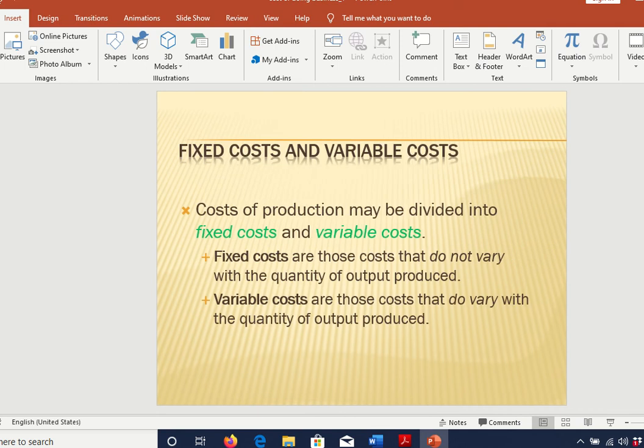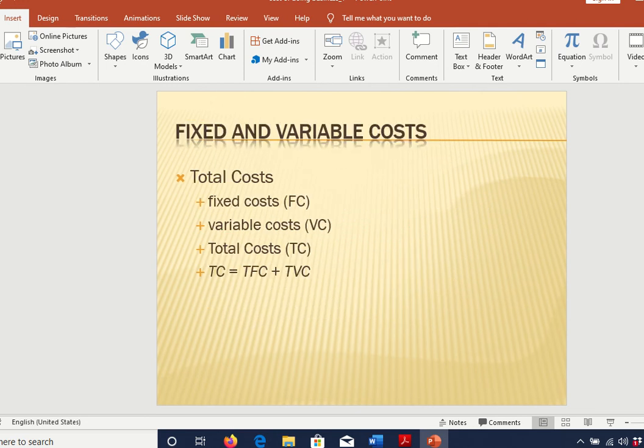Accordingly, fixed costs are costs that are associated with inputs. Fixed costs are those costs that do not vary with the quantity of output produced, whereas variable costs are those costs that do vary with the quantity of output produced.